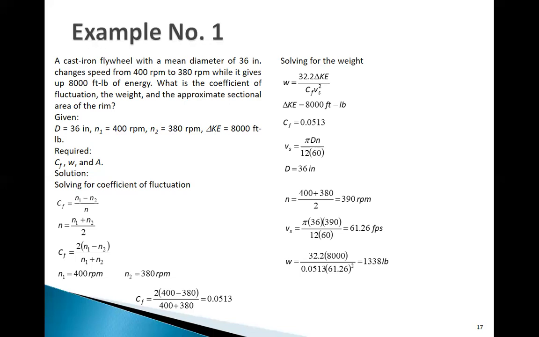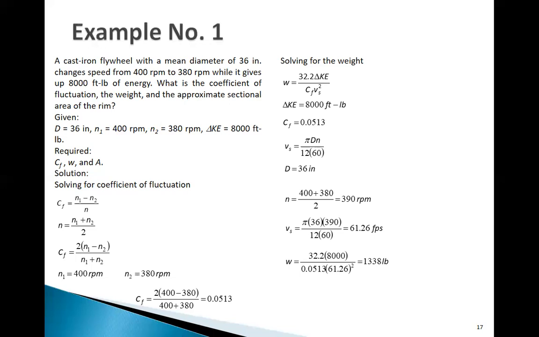Then N sub 1 is equal to 400 RPM, and N sub 2 is equal to 380 RPM. And C sub F is equal to 2 times 400 minus 380 over 400 plus 380, which is 0.0513. Solving for the weight, W is equal to 32.2 times delta KE over C_F V squared. And this is the study, ba? Kasi delta KE mo is 8,000 foot-pounds. C sub F is 0.0513.